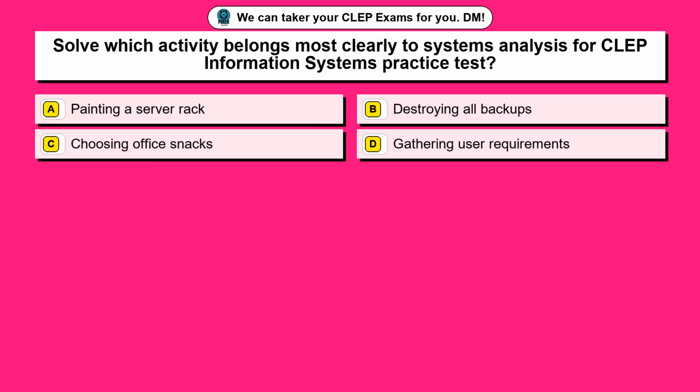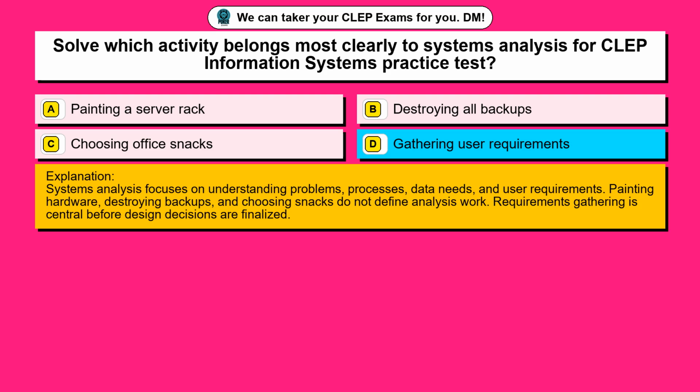Question 66. Solve which activity belongs most clearly to systems analysis for CLEP Information Systems practice test. Option A. Painting a server rack. Option B. Destroying all backups. Option C. Choosing office snacks. Option D. Gathering user requirements. The correct answer is option D. Gathering user requirements. Systems analysis focuses on understanding problems, processes, data needs, and user requirements. Painting hardware, destroying backups, and choosing snacks do not define analysis work. Requirements gathering is central before design decisions are finalized.